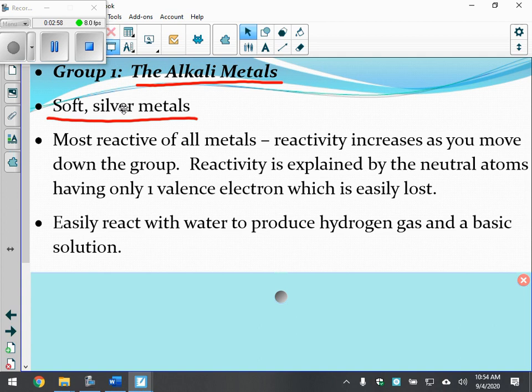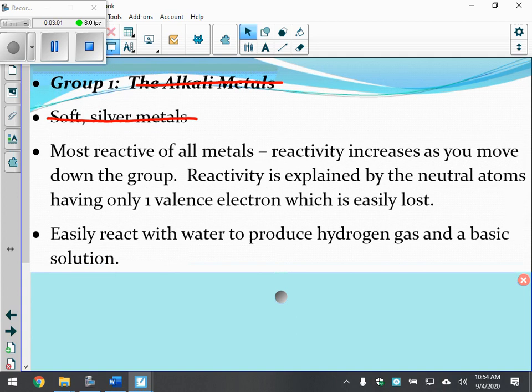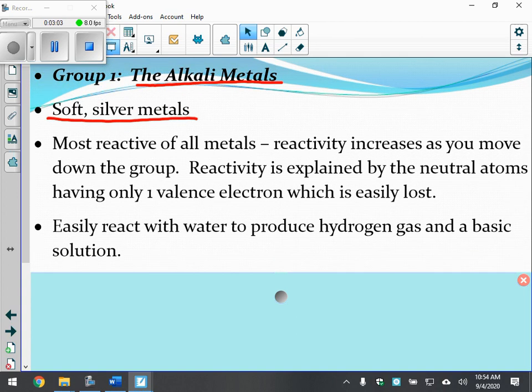Alkali metals, they're soft and silver is what that says. I don't know if you can, there we go. They're soft and silver. And I will show you this one of these days here. They're most reactive of all the metals. Reactivity increases as you go down the group. So group 1, of course, is hydrogen, lithium, sodium, potassium, rubidium, cesium, francium. And basically, reactivity increases as you go down because they all have one valence electron.